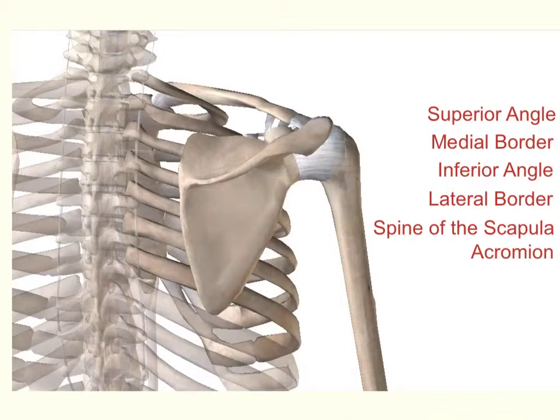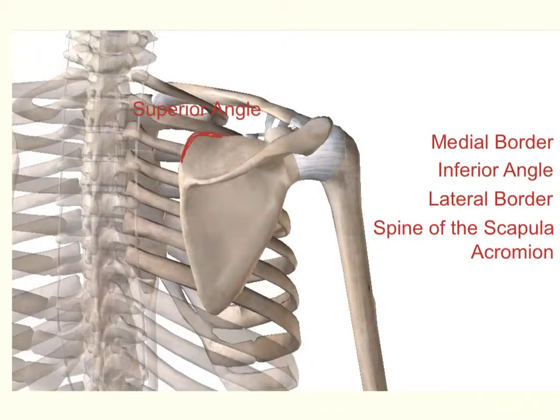Now we're going to talk about the back side of the shoulder. And what really comes into play here is your scapula. So on your scapula you have a few bony landmarks that are going to be important for you to remember. The first one is your superior angle. And just thinking about the medical terminology words, you know superior means above. So this angle here is your superior angle.